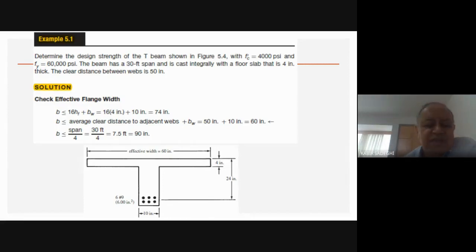As I mentioned, we should first find the value of effective width of this section. And ACI gave us three limits that we calculate, and the minimum value of these values is considered as B.